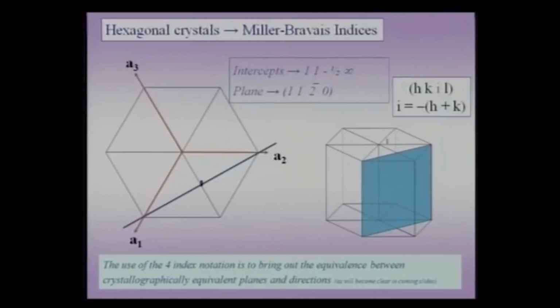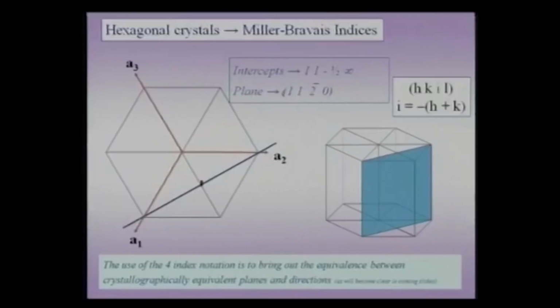As before, to get my Miller-Bravais indices, I will take reciprocals of these, and these are now 1 1 2 bar 0. First of course, I will write it as 1 1 minus 2 0, then as you know in Miller indices and Miller-Bravais indices, I would not leave the negative outside, but I have to put it as a bar. So, the indices for this plane would be 1 1 2 bar 0.